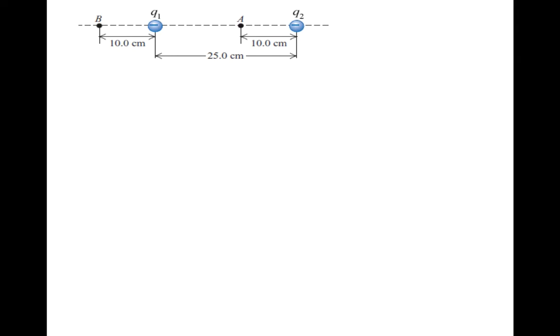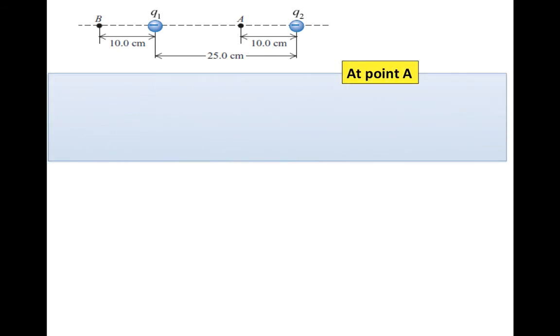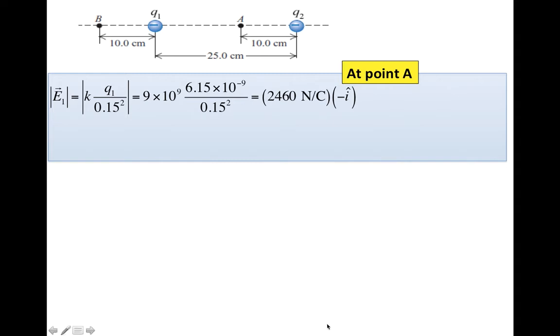Okay, the last question, in which he's asking you to find the electric field at points A and B, and then find the force. So if I want to calculate the electric field at point A, then what I have to do, I have to calculate E1, or the electric field due to point 1, which is simply equal to kQ1 divided by, remember, this is 15 centimeters, so 0.15 squared. Q1 is given, and this is given.